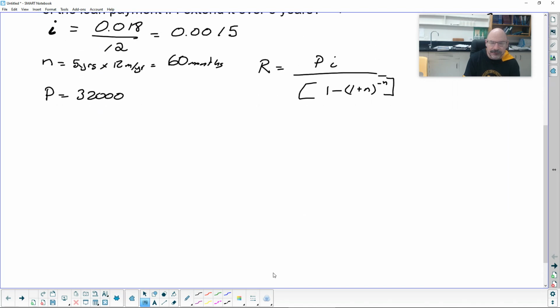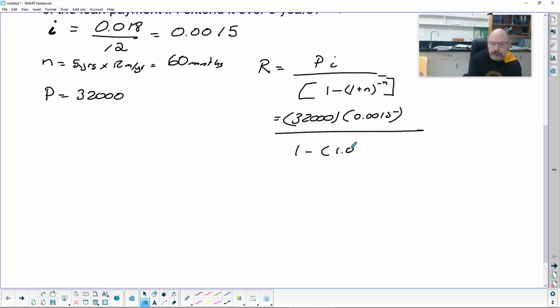Okay, so working on our calculator, 32,000 for P, 0.0015 for i. Okay, that's what we have to work on. So we'll work out the top first. That's 48.